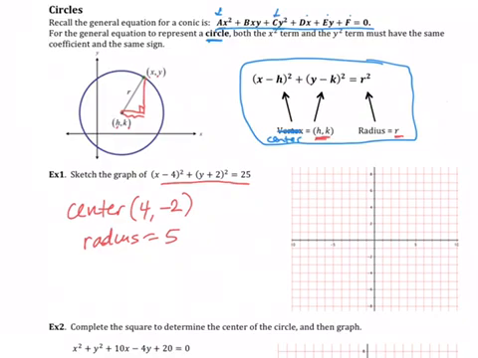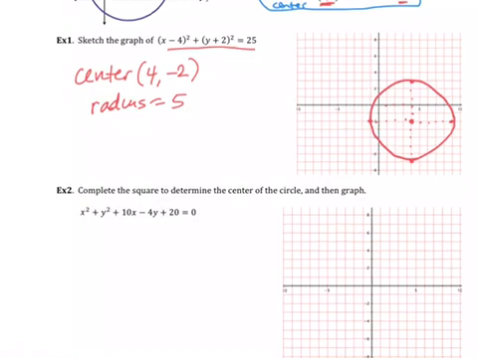So we go to the right 4, 1, 2, 3, 4, down negative 2, that's my center. From there I go right, 1, 2, 3, 4, 5. I go up, 1, 2, 3, 4, 5. Left, 1, 2, 3, 4, 5. And down, 1, 2, 3, 4, 5. I connect those to graph my circle, and there you have it. All right, moving on.